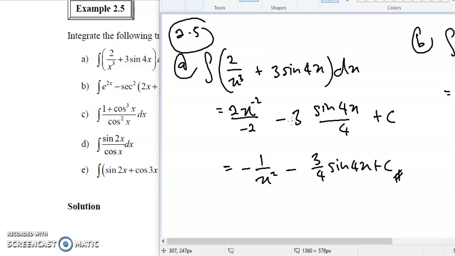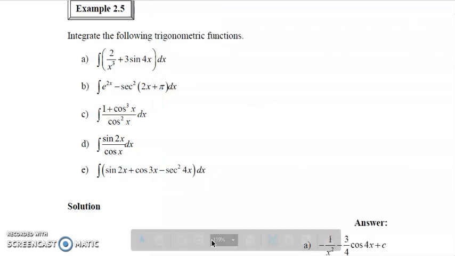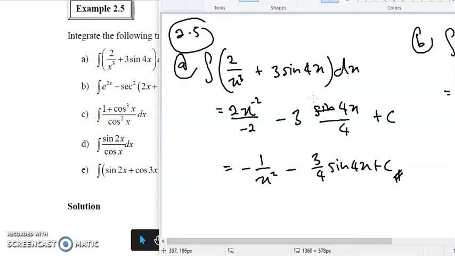Okay, and then we integrate sine here. Actually, when you integrate sine, you'll have cos, right? Just a silly mistake here: you will have minus with the 3 cos. So it should be cos here, cos 4x over 4, and you can simplify the answer as negative 1 over x squared minus 3 over 4 cos 4x plus c.